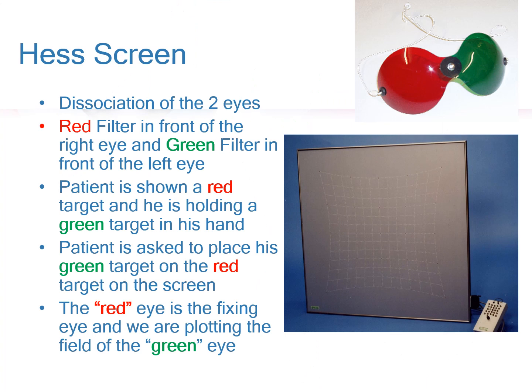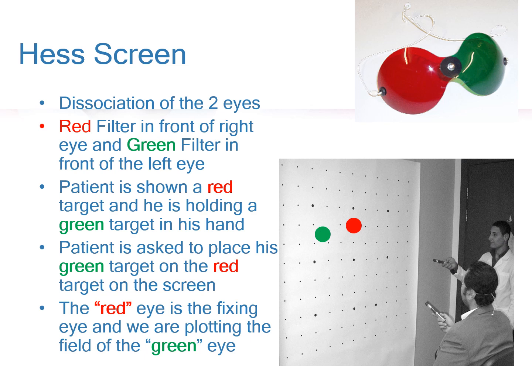The Hess screen is one of the dissociative tests that depends on dissociation of both eyes by placing a red filter in front of one eye and a green filter in front of the other eye. These red-green filters are usually called Armstrong goggles. The patient is shown a red target on the screen while he is holding a green target in his hand. The patient is asked to place his green target on the red target on the screen. The red eye is the fixing eye, and we are plotting the field of the eye with the green filter.